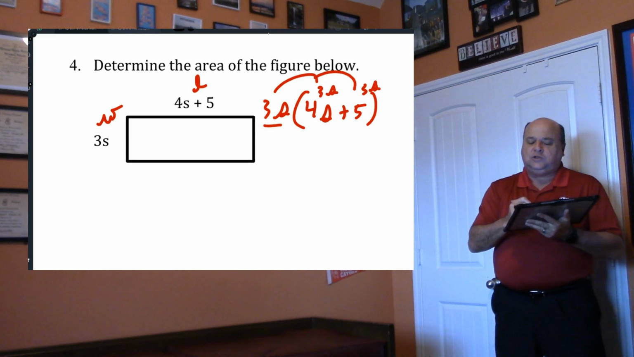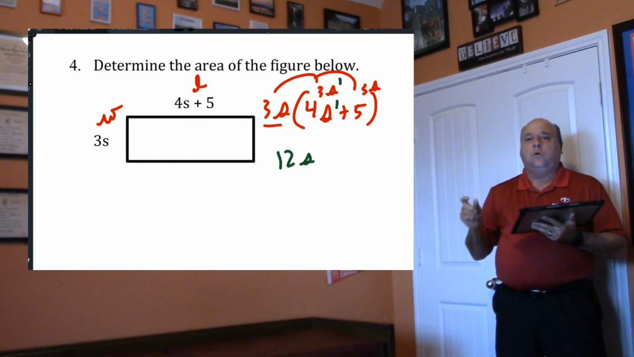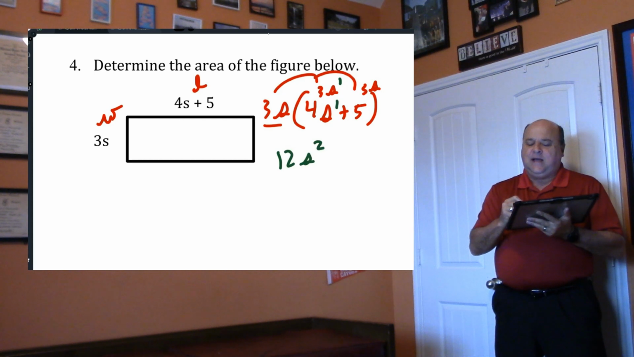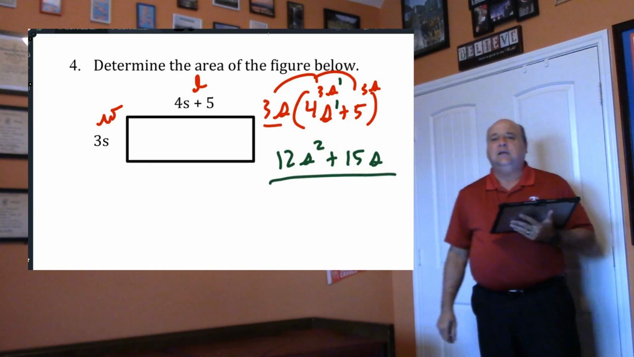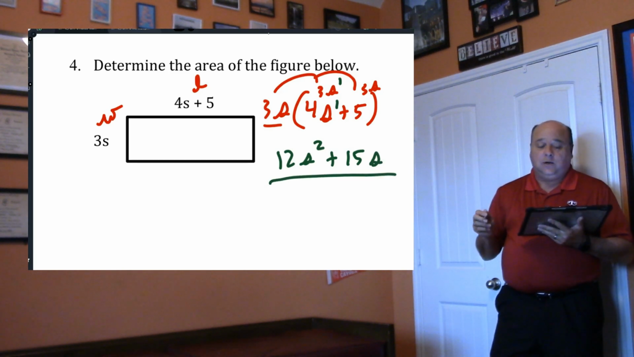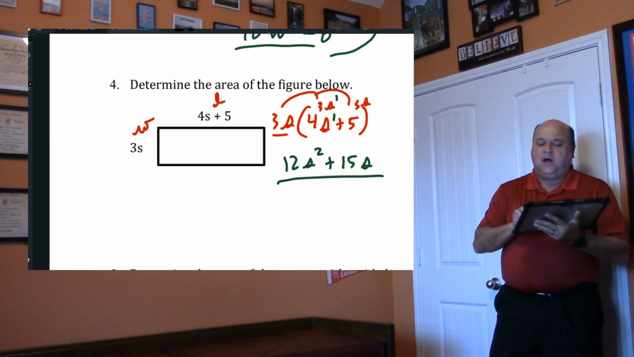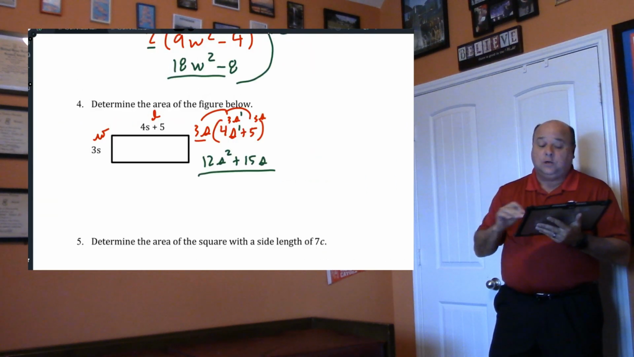3 times 4 is 12. My letter is S, and remember, the exponents are 1. 1 plus 1 is 2. And then 3 times 5 is a plus 15. My letter is S. I do not write down the exponent of 1. This is the area of that rectangle. F-U-N, fun, fun, fun. This is not hard to do.